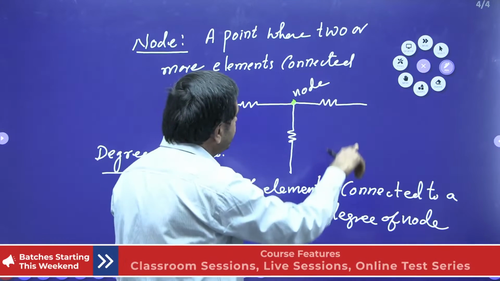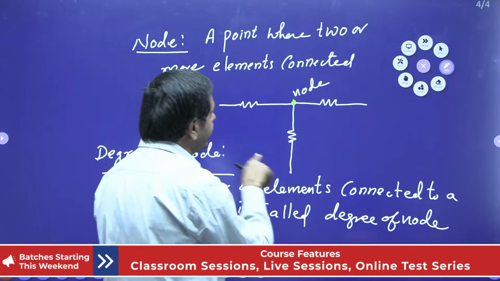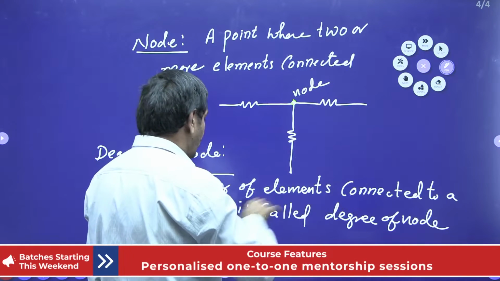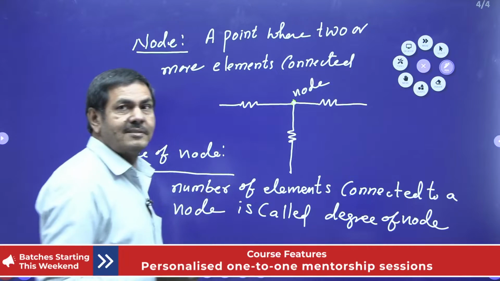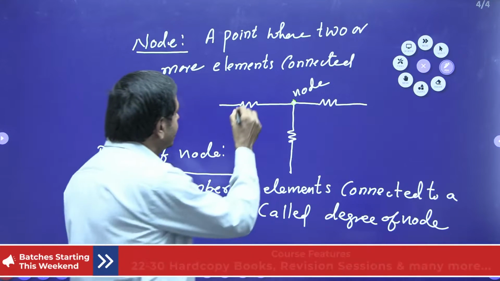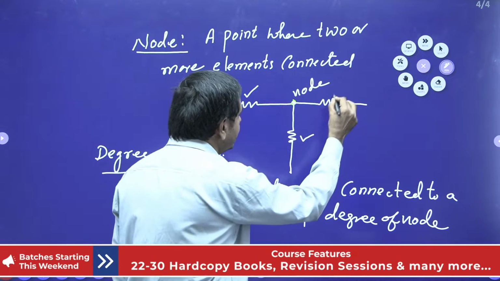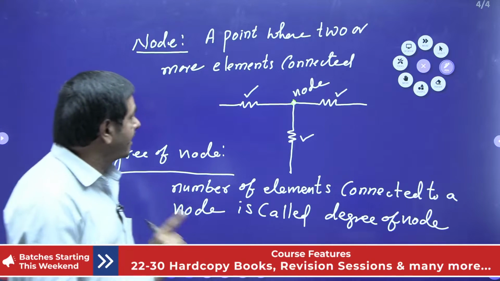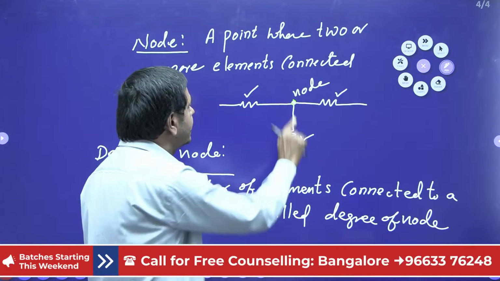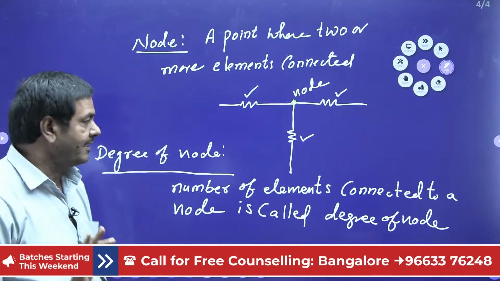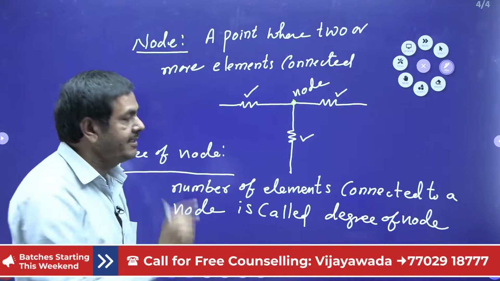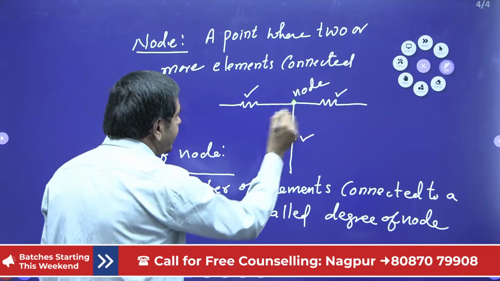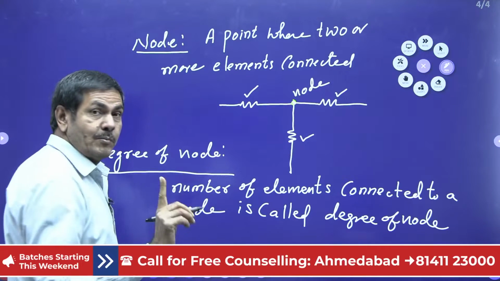Suppose the diagram, the same circuit I have taken here, the same network. In this network, this is the node we got. How many elements is the node connected to? You watch now. First one, second one, third one. Three elements are connected. If three elements are connected to the node, we can say the degree of the node is nothing but 3 here. So what is the degree of the node? 3 only.